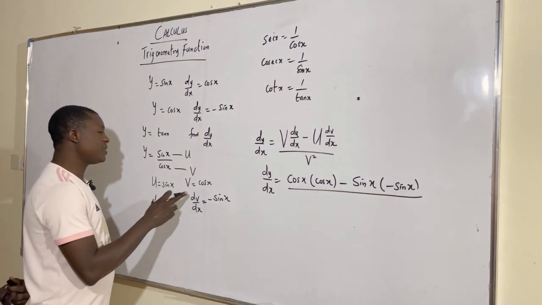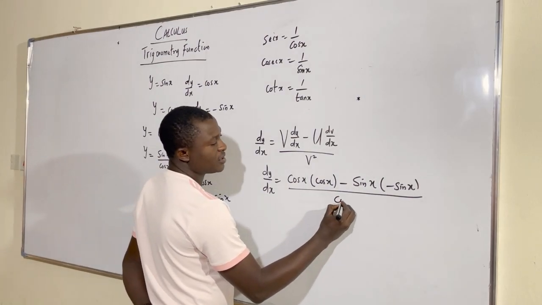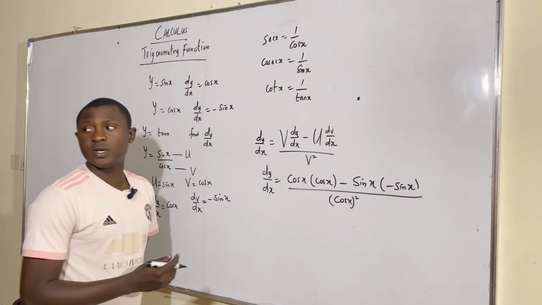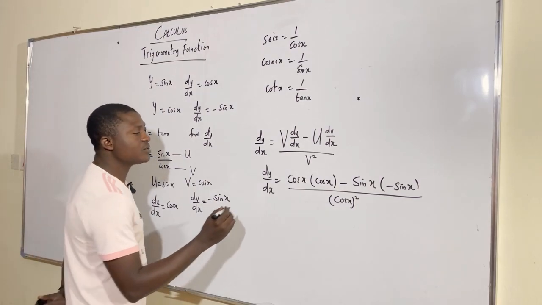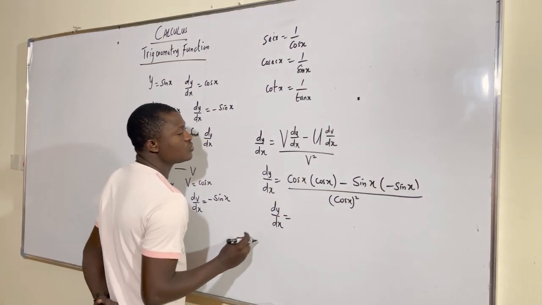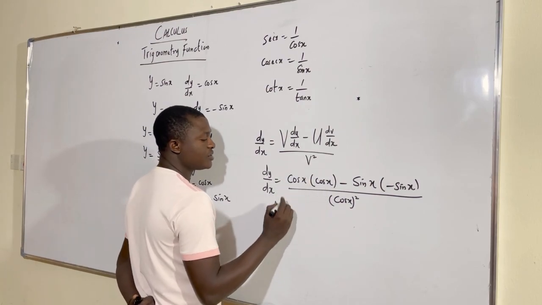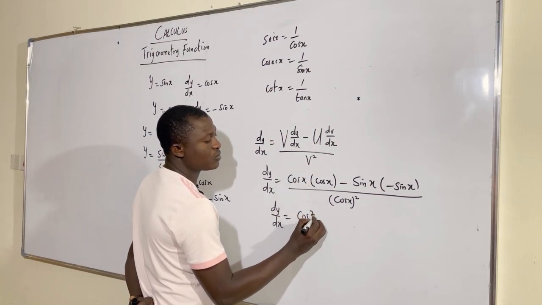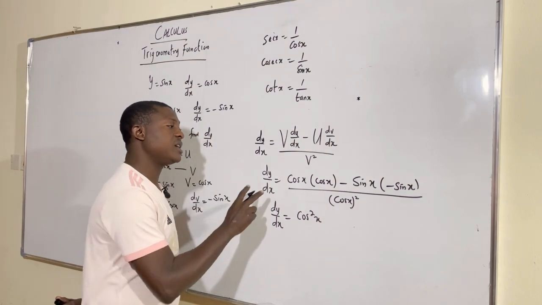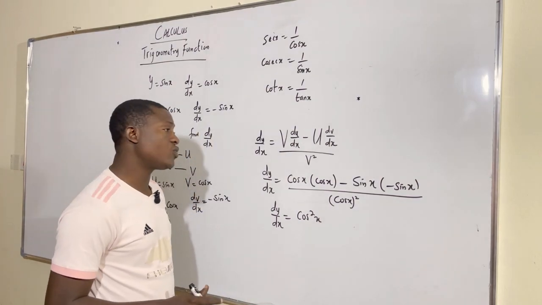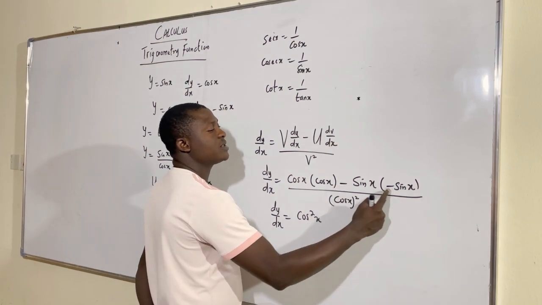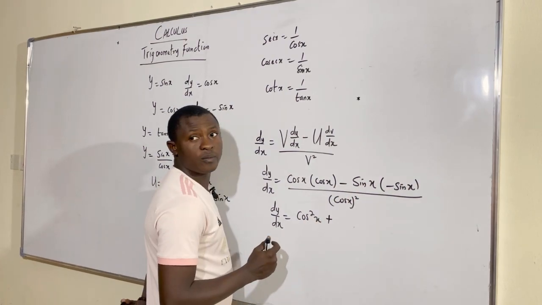Our v that we have here is cos x. That means we have cos x all squared, which is nothing but cos square x. So here I can have dy/dx is equal to cos x multiplied by cos x. Of course, we are going to have cos square x. Then this is minus, this is also minus. Minus times minus, we are going to have plus.